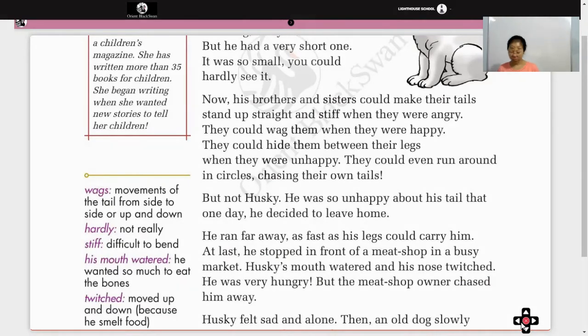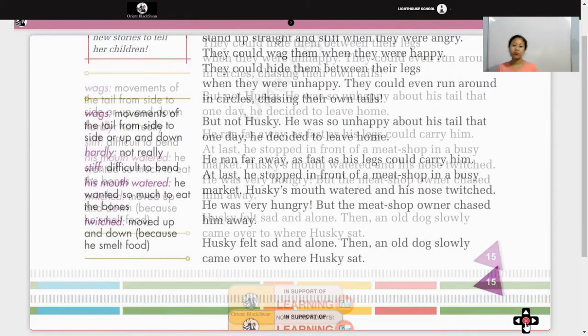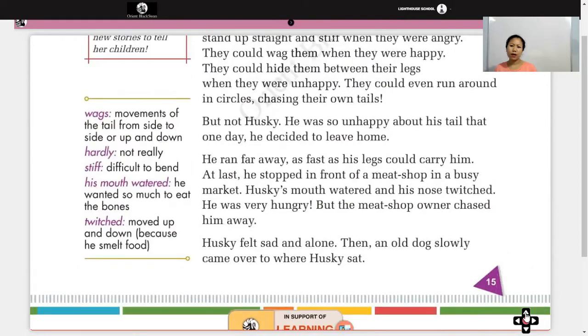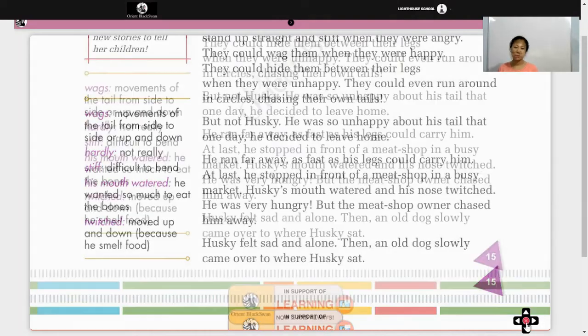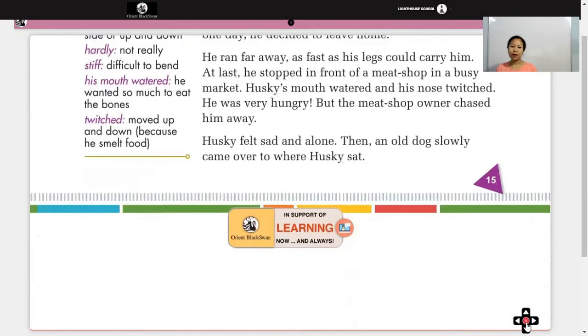So one day, he decided to leave home. Now, what did Husky do? He ran far away as fast as his legs could carry him. At last, he stopped in front of a meat shop in a busy market. Husky's mouth watered and his nose twitched. Twitch means moving up and down because of the smell of the food. He was hungry, but the meat shop owner chased him away.